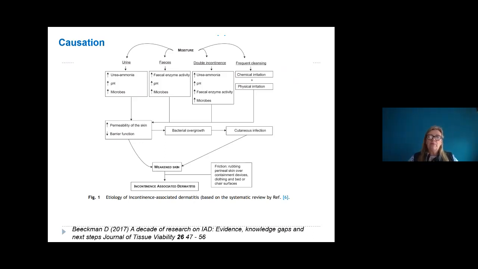But that decrease in the barrier function and that risk of cutaneous infection all lead to a weakened skin. And then you get the friction and the rubbing of the perineal skin over containment devices or clothing or chair surfaces, and you start to see this dermatitis occurring.